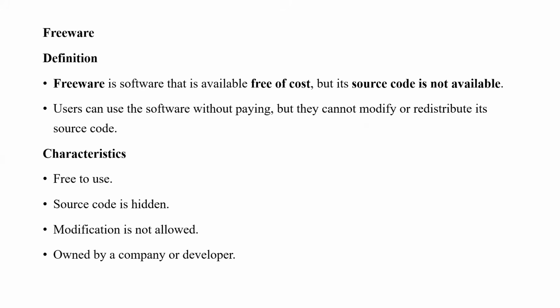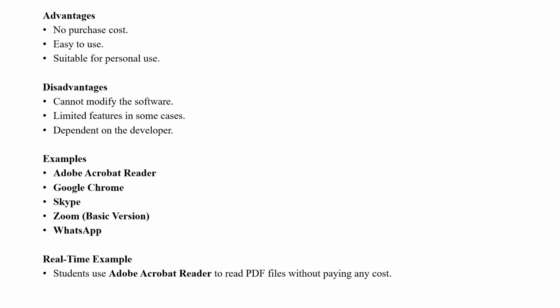So what are the characteristics? Free to use, source code is hidden, so modification is not allowed here. Source code hidden means it's not at all possible to modify. It is owned by the company or developer. Advantages: no purchase cost, easy to use, suitable for personal use. Disadvantages: cannot modify the software, limited features in some cases, and dependent on the developer. Examples: Adobe Acrobat Reader, Google Chrome, Skype and Zoom basic versions, and WhatsApp. In real time, Adobe Reader lets us read PDF files without paying any cost.